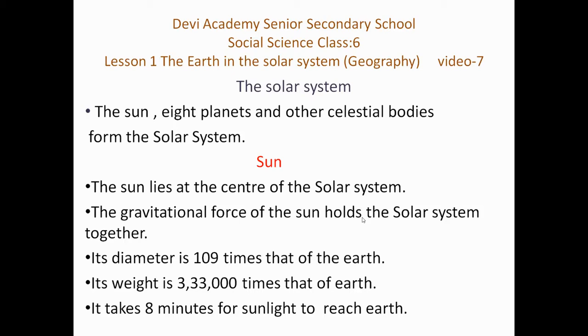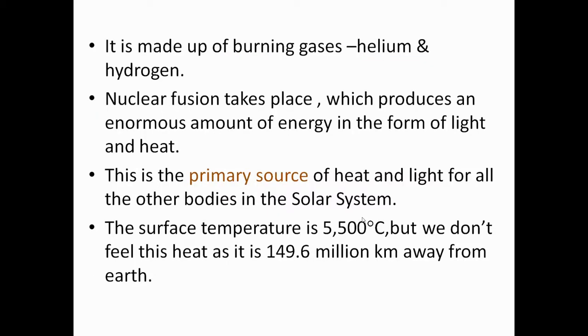And the diameter of the sun is 109 times that of the earth. It means that if you take 109 earths together, that much big is the size of our sun. The weight of our sun is 3,33,000 times that of our earth. And do you know it takes 8 minutes for the rays of the sun to reach the earth? This is because the sun is 149.6 million kilometers away from the earth.